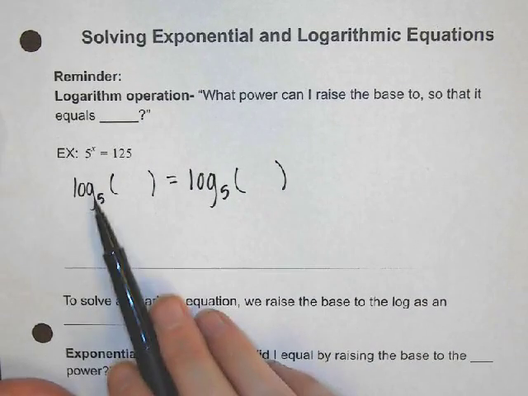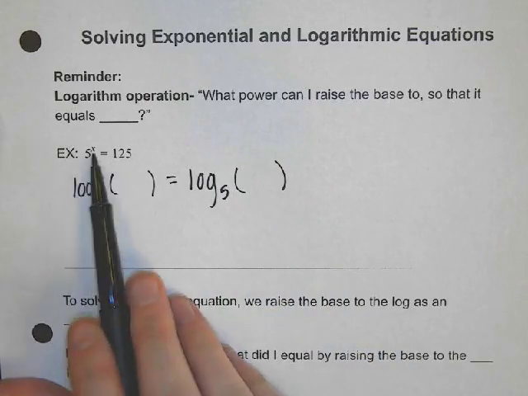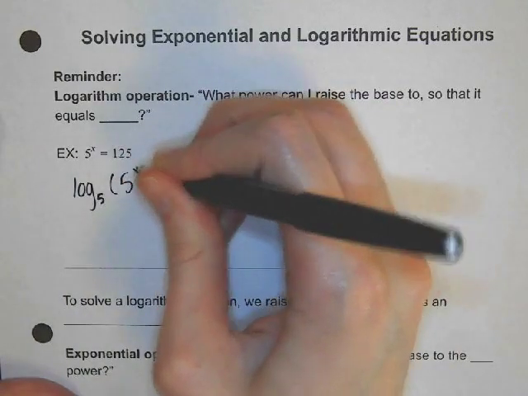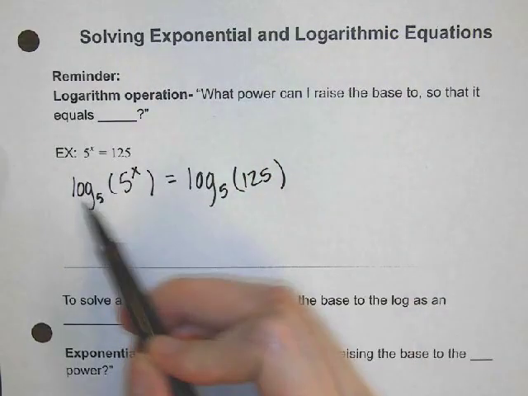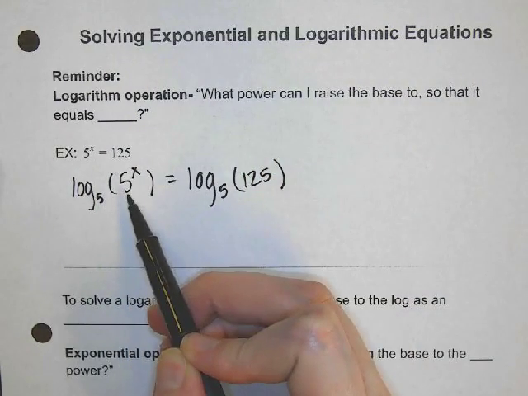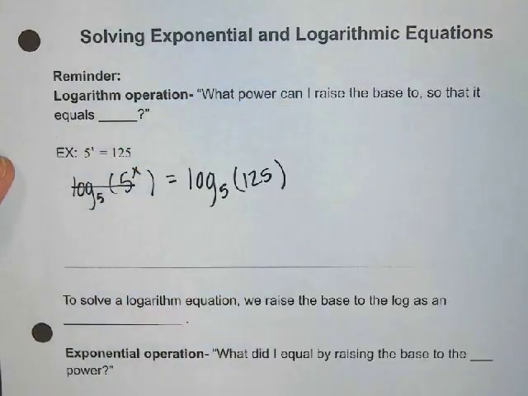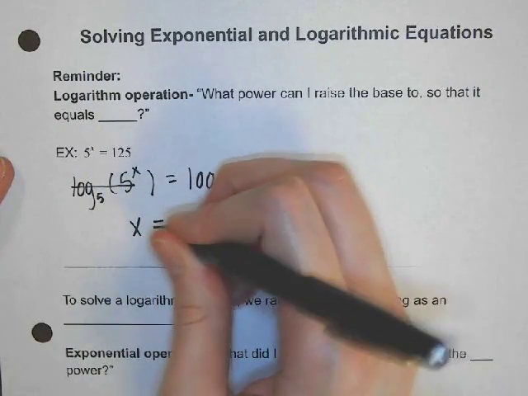So since I'm taking a log of both sides, I'm going to place the 5 to the x power on the left and 125 on the right. And what happens is a log base 5 will cancel out the exponent base of 5 and drops down the exponent of x. So basically it is solving it.